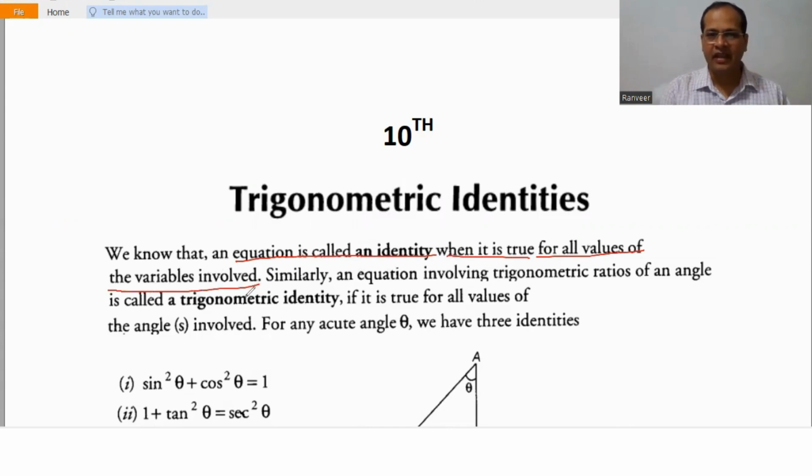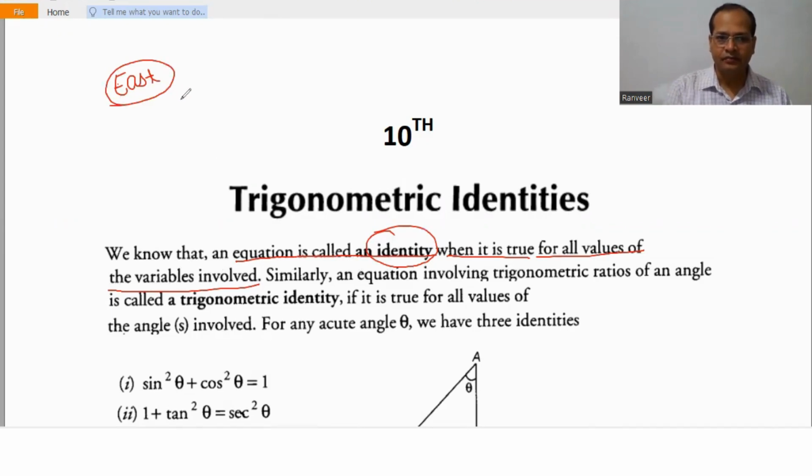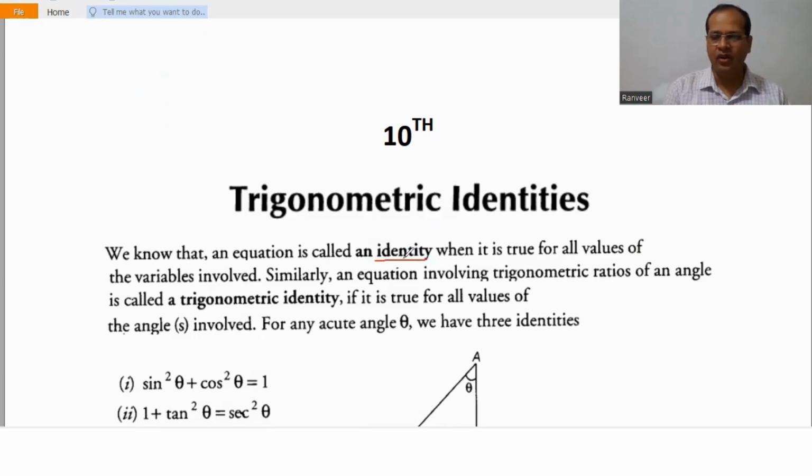In real life, if we want to understand the meaning of identity, take the help of nature: the sun rises in the east. This is true for all people in this world, whether they are staying in India, US, Japan, Canada, anywhere. So this is nothing but an identity which is true for everyone. In the same way, in equation format, an identity is true for all values of the variable. Whatever value you substitute in the variable, it will give you the same result.